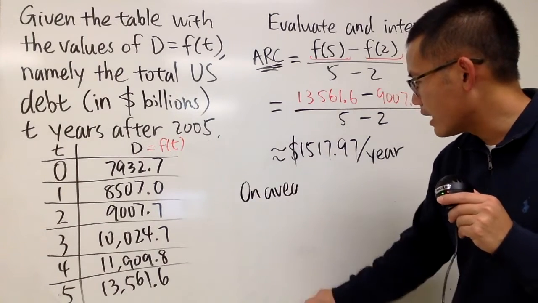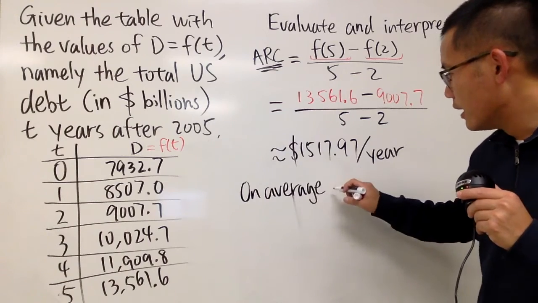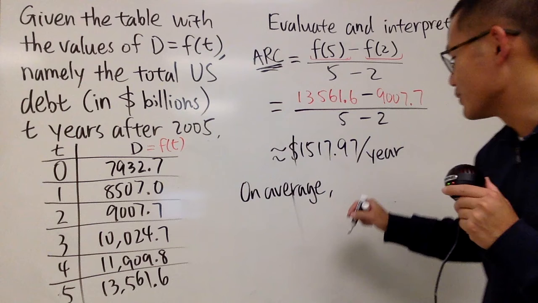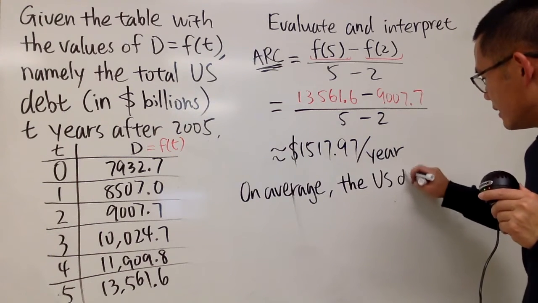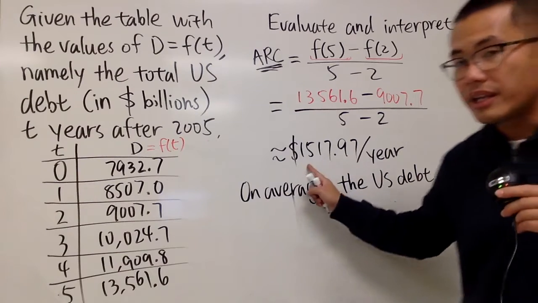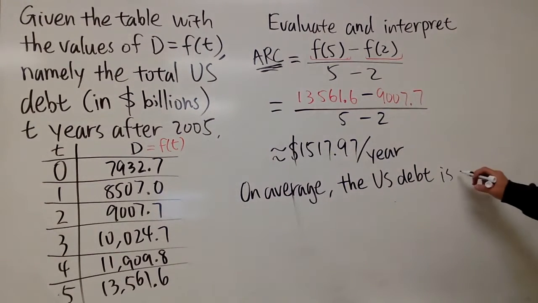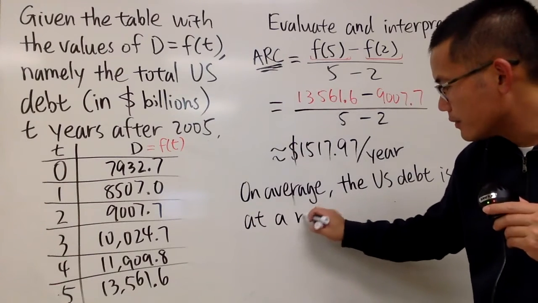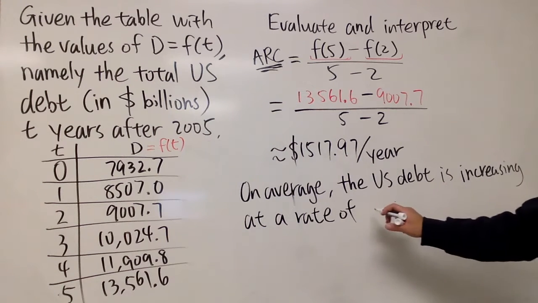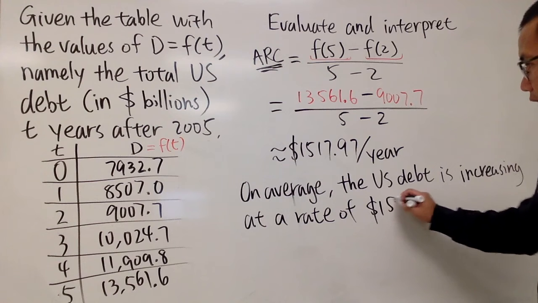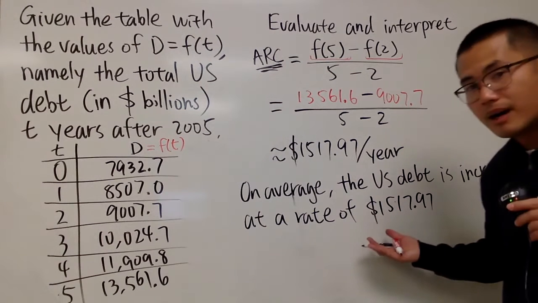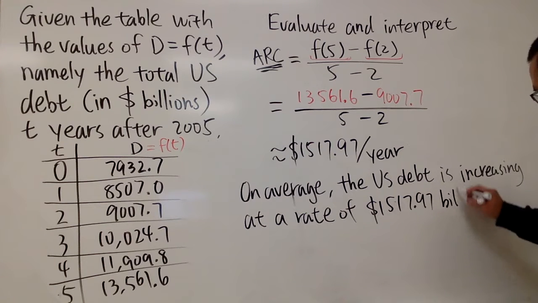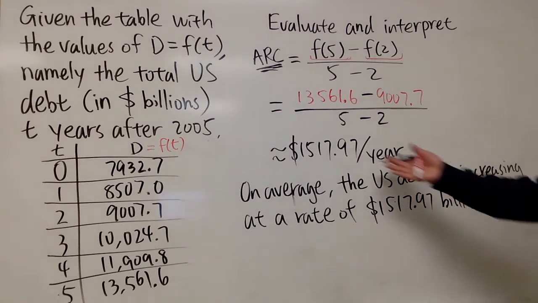On average, because we're talking about the US debt, I'll say the US debt is increasing, since this is positive. And of course, we have to mention the rate, right? So I'll say at the rate of 1517.97. This is dollars, but it's billions, right? So don't forget it's billions per year. I'm just writing this down in words.